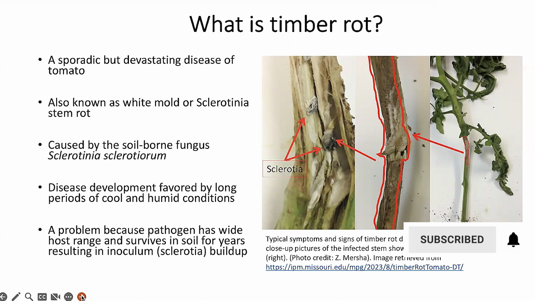This could result in the buildup of inoculum, which would cause disease in production systems where the crop is grown year after year, such as in greenhouses or high tunnels. The image on the right is just depicting some of the symptoms and signs associated with timber rot on a tomato plant.